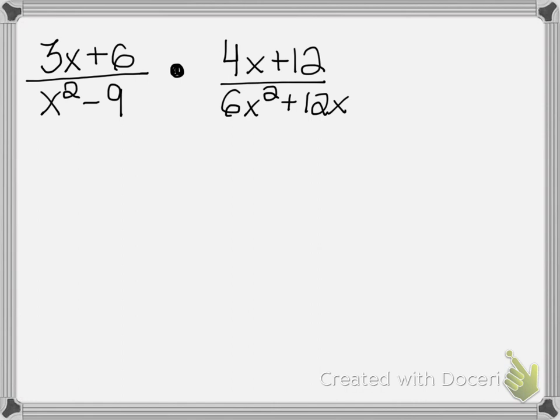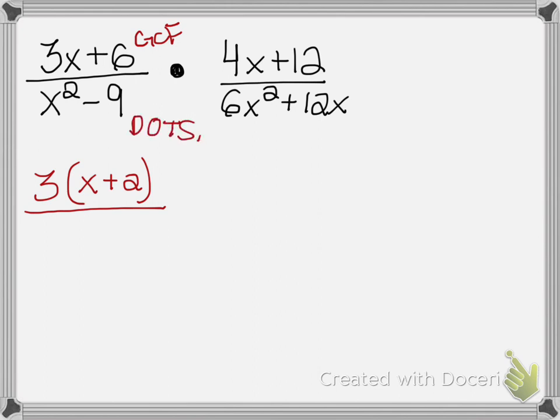And in this case, I can. Let's look at that first fraction. In the numerator, I can factor this using GCF. The GCF between 3 and 6 will be 3. And when I factor out a 3, I'm left with x plus 2. In the denominator, I can factor using the difference of two squares. And when I do that, I get x plus 3 and x minus 3.